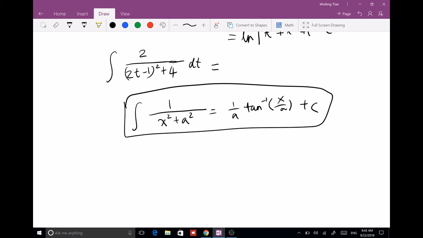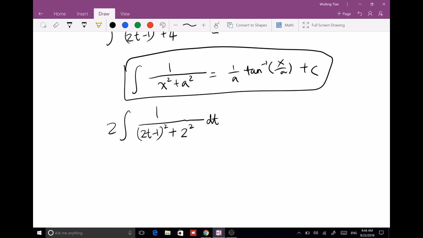I think we can take 2 out. We can take the 2 out. You mean take the 2 out like this? Yeah. And then 1 over (2t minus 1) squared. What do I do with the 4? Plus 2 squared. Okay, so what's next? So we can split it in half, or it's going to be 1 over 2.